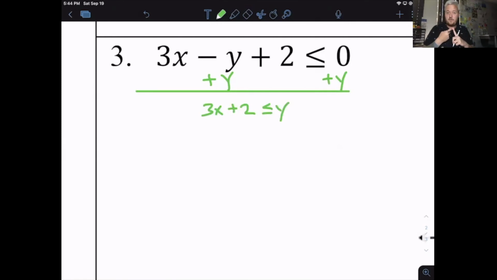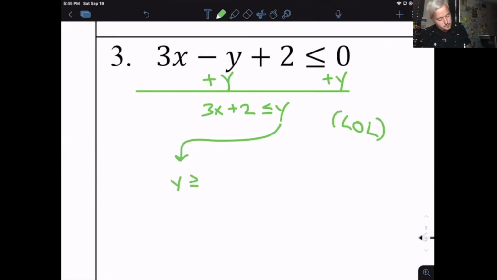Y is by itself, but now you just got to switch it over. So remember the LOL rule. So letter on the left. So I'm going to put y on this side. So y greater than or equal to 3x plus 2.